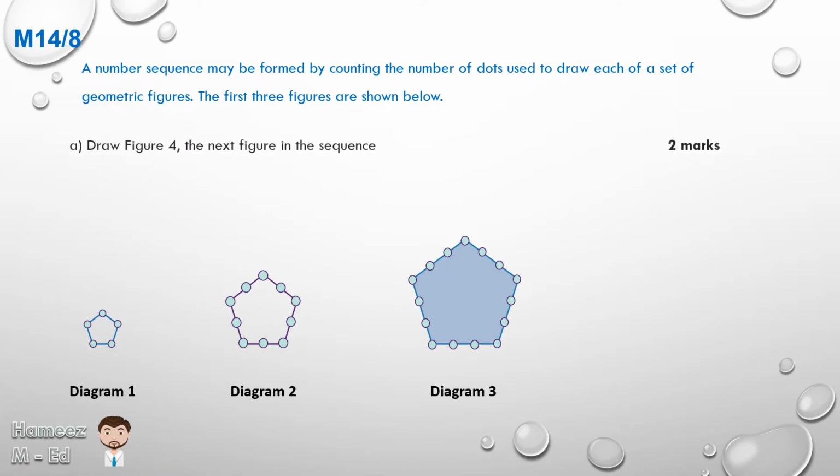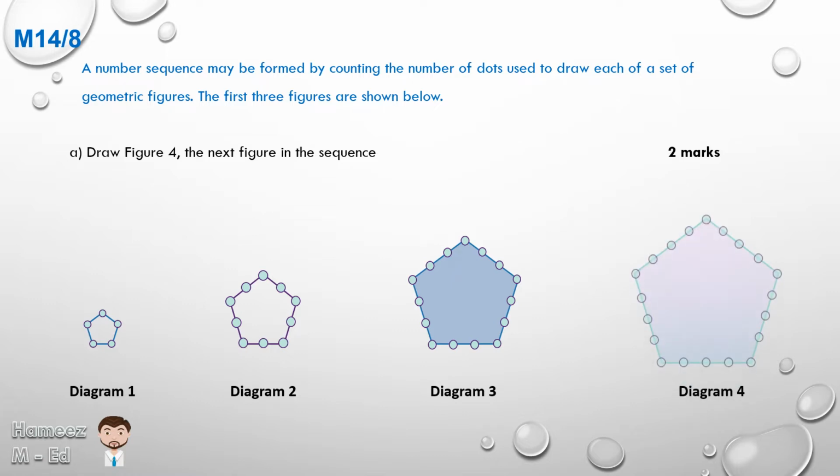So part A says, draw figure 4, the next figure in the sequence, and that's worth 2 marks. So if we look at the question, we can tell that there's a progression from 2 to 3 to 4 dots at the base. So in the next diagram, diagram 4, should have 5 dots on the base and 5 dots on each side. And there are 5 sides, as it's a further enlargement, so it will be a pentagon with 5 sides as usual, and there will be 5 dots on each of the sides, which will give us a total of 20 dots.